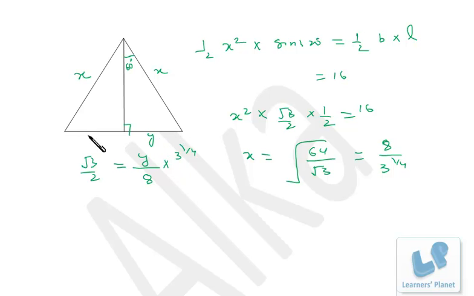So y will be double of that because this is the half length and we have to calculate the full length. So precisely we have to calculate 2y. So 2y is equal to 8 root 3 upon 3 raised to 1 by 4, right? That will be the length of the base. Okay, I hope you are clear.